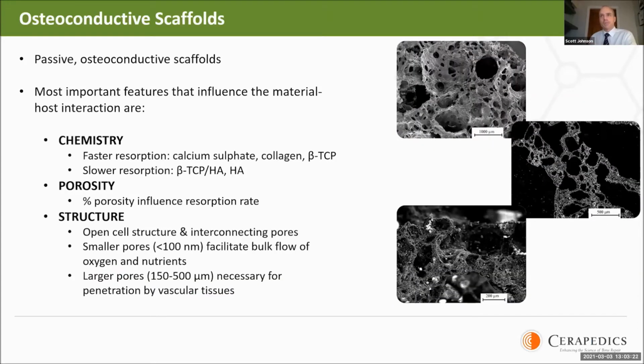The majority of the products on the market at the moment are simple osteoconductive scaffolds, and these products really depend upon their overall chemistry, porosity, and structure to determine how the body interacts with them and how cells actually then start producing bone.